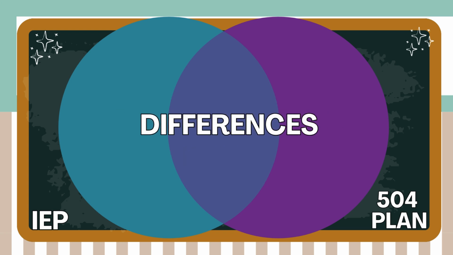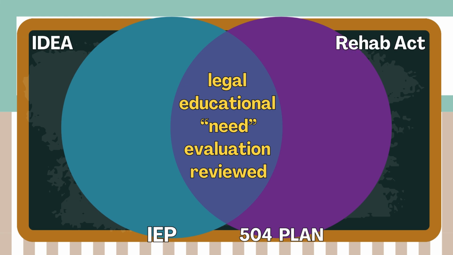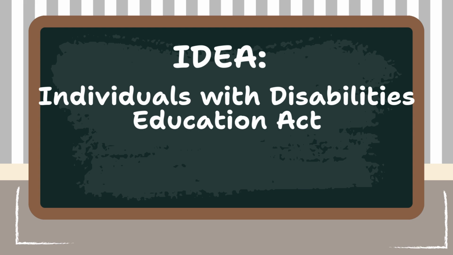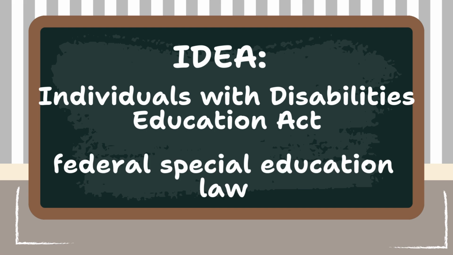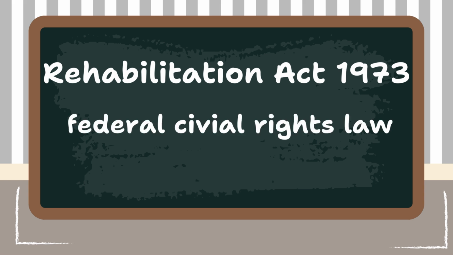Now to the important and key differences that make them very distinct and separate educational plans, starting with the different laws that govern each plan. The IEP is governed by IDEA, and the 504 plan is under the Rehabilitation Act. IDEA stands for Individuals with Disabilities Education Act, and this is federal special education law. The Rehabilitation Act of 1973 is, in contrast, a federal civil rights law.